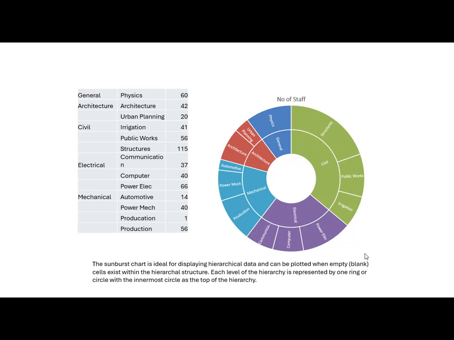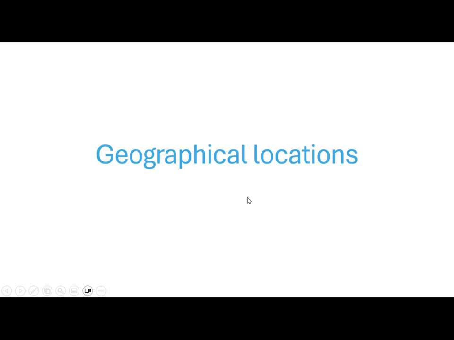Each level of the hierarchy is represented by one ring or circle, with the internal circle as the top of the hierarchy. As you can see here, the first column here is the inner circle of the hierarchy.